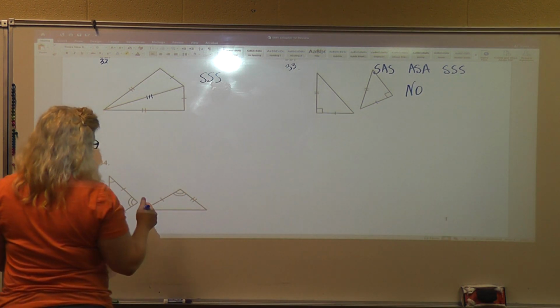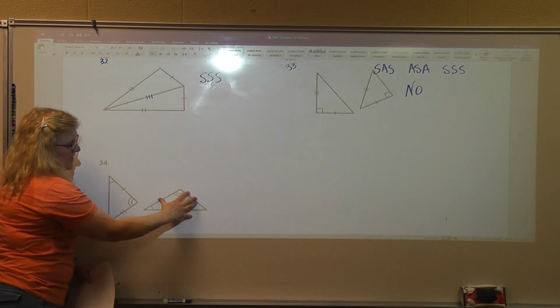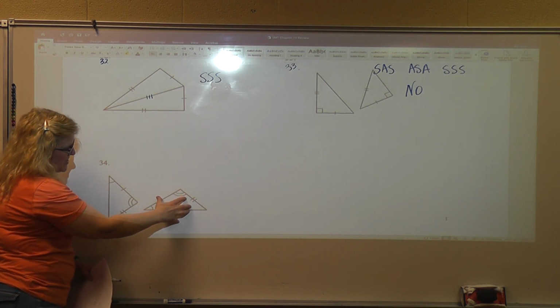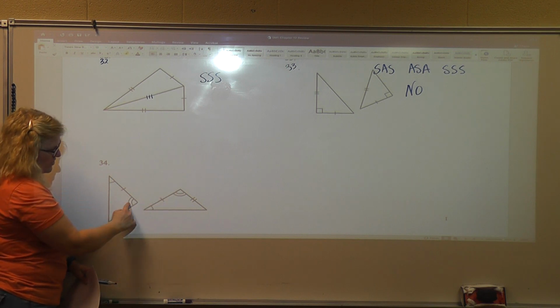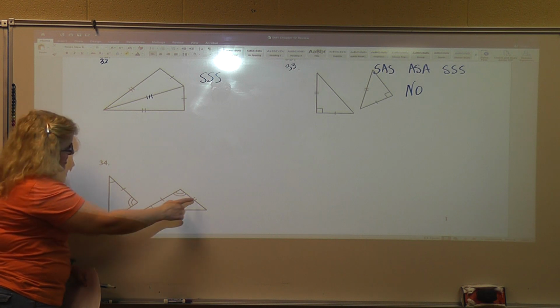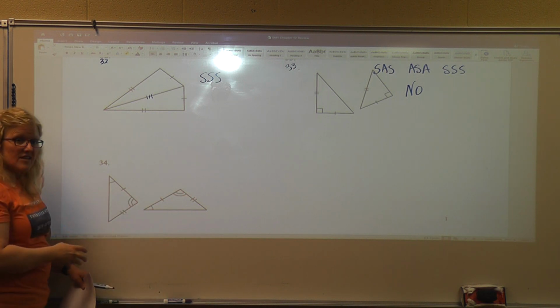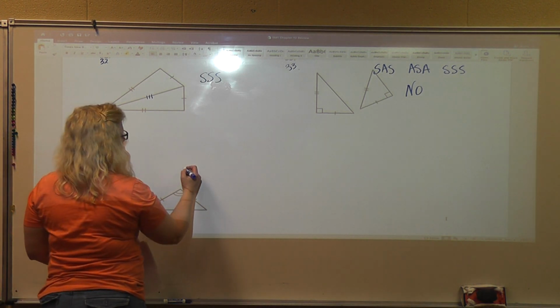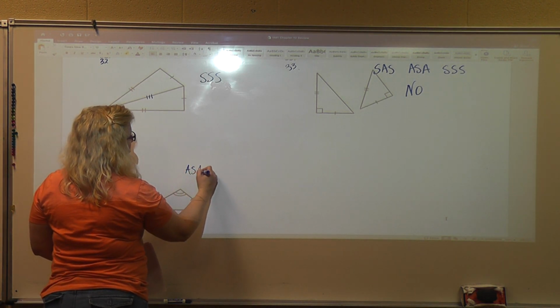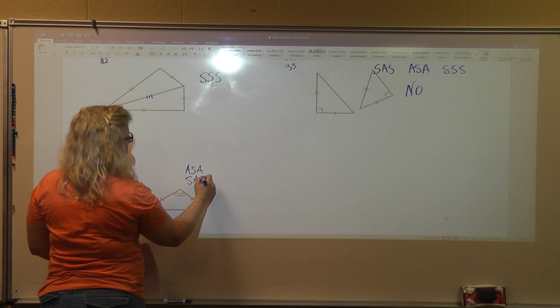And then over here, if we were able to take this triangle and physically move it and put it like this, because these angles are congruent and these angles are congruent, these sides are congruent, and these sides are congruent, this triangle is congruent by either the angle side angle or side angle side.